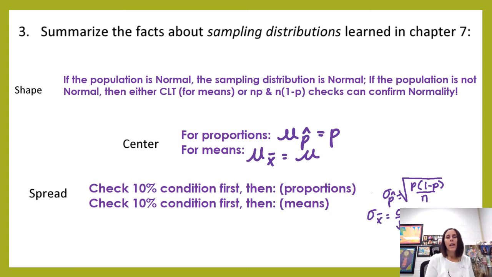That one's easy. And then to calculate standard deviation, oh, my picture's in the way. Let me take that off for a minute. I don't know if you guys could still see my face, but you have two formulas for spread, and it just depends if you're looking for the standard deviation with proportions or the standard deviation for means. Now, we have to confirm that the 10% condition is satisfied first before we carry out these calculations. Please make sure that you write down these formulas in your Skinny, and I will show you in class how to implement them.